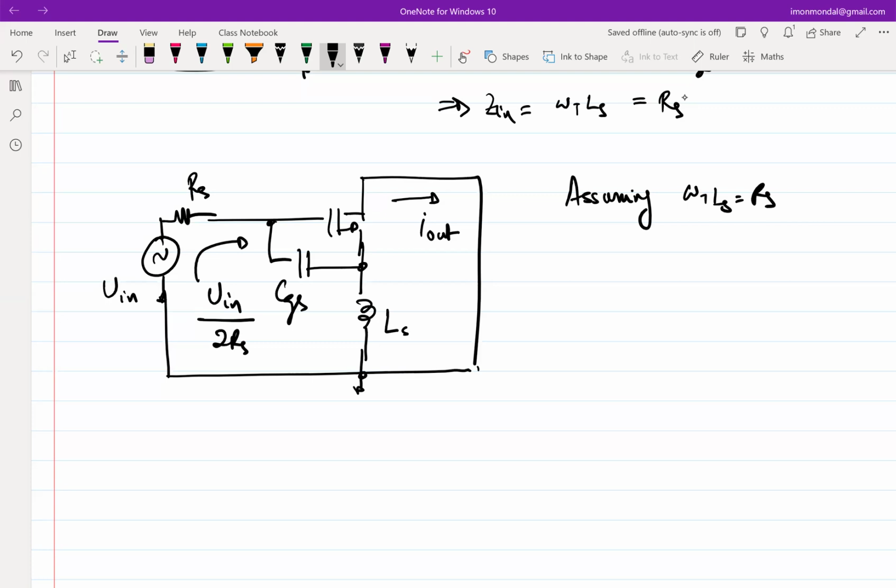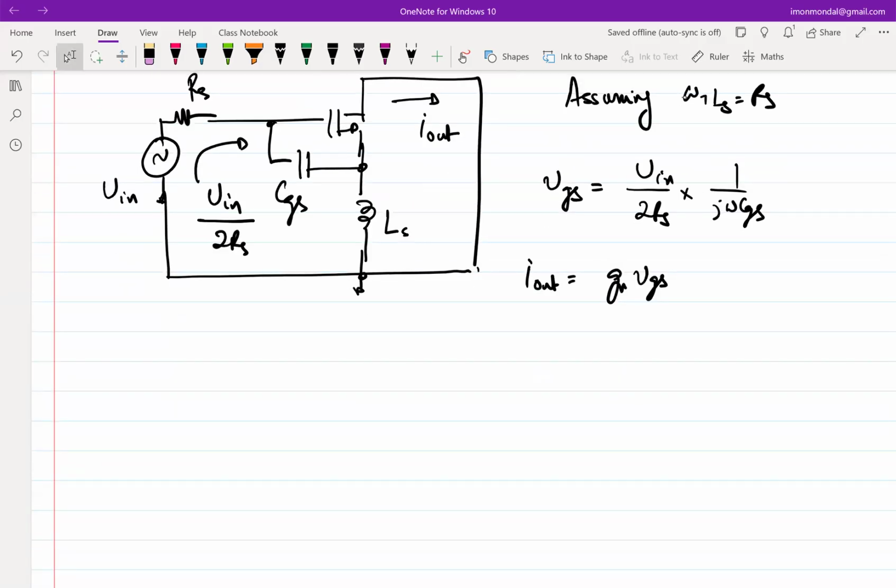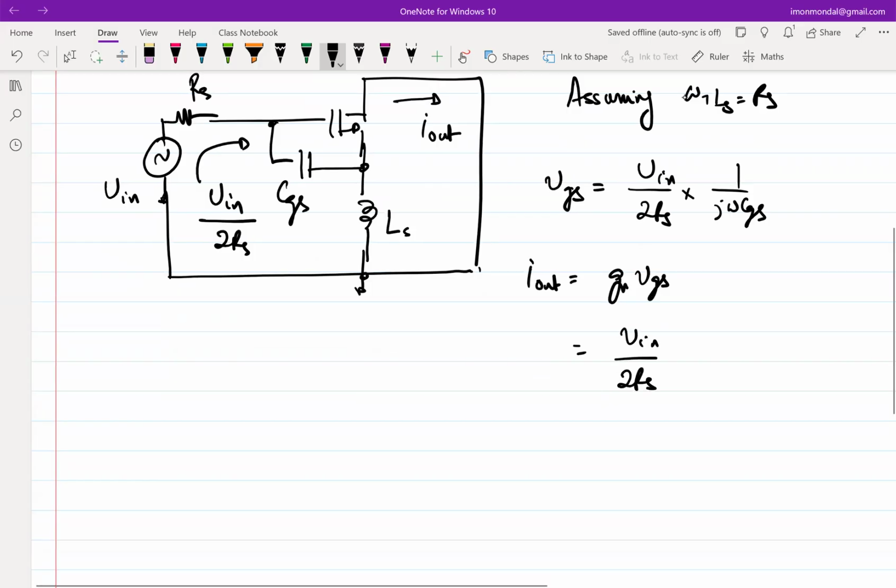So the VGS that it develops is essentially this current times the impedance provided by the capacitor. So essentially V in by 2Rs times 1 by J omega CGS, right? Okay. So your I out then is essentially GM times VGS, which is V in by 2Rs times GM by J omega CGS, right?